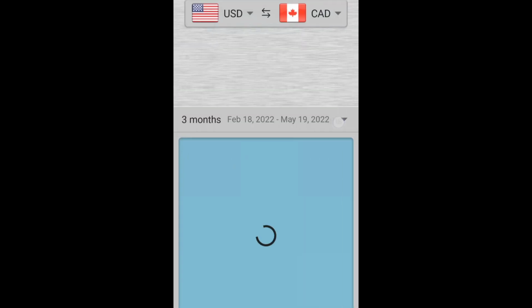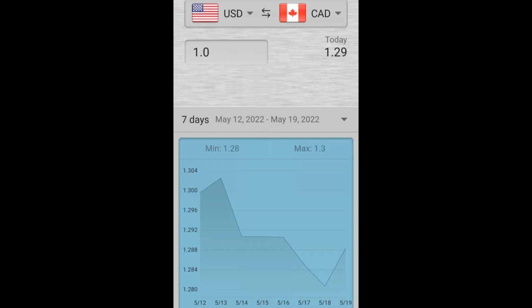Let's check the historical data. For May 12, 1 US dollar is equivalent to 1.3 Canadian dollar. For May 13, 1 US dollar is equivalent to 1.302 Canadian dollar. For May 14, 1 US dollar is equivalent to 1.290 Canadian dollar.